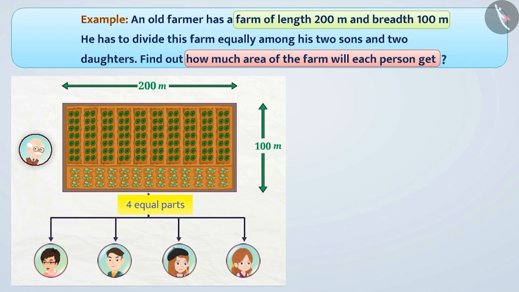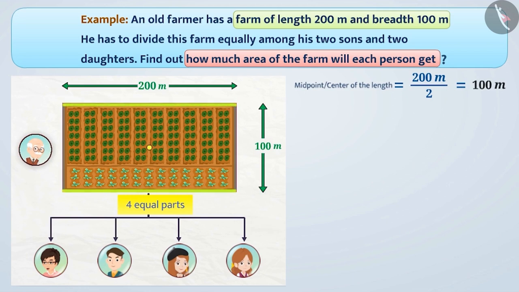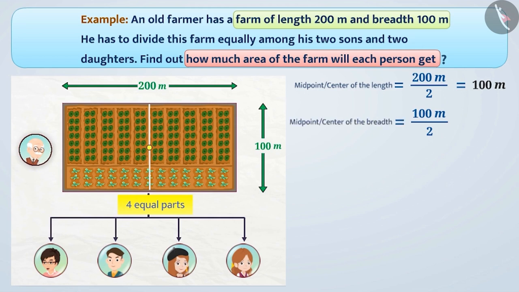First, let us divide the farm into four equal parts. For this, we will divide the length by 2, so that we obtain the midpoint of the length at 200 meter by 2 is equal to 100 meter from the corner. By joining the midpoint of the opposite sides, we will divide the farm into two equal parts. Similarly, when we divide the breadth by 2, we obtain the midpoint of the breadth at 100 meter by 2 is equal to 50 meter from the sides.